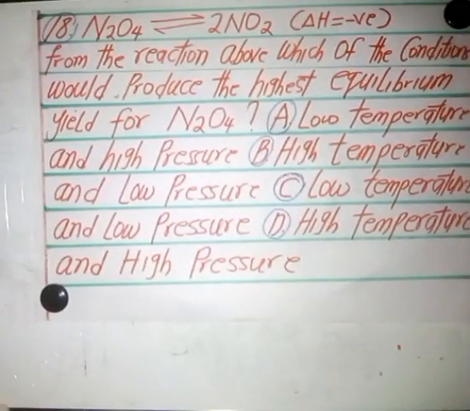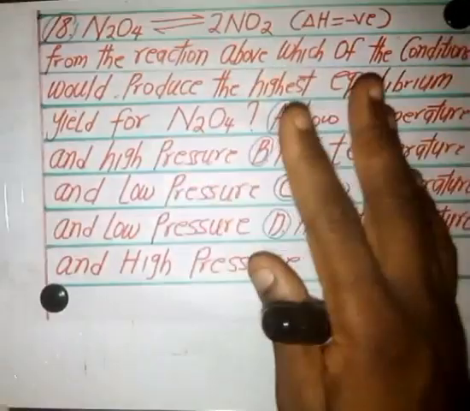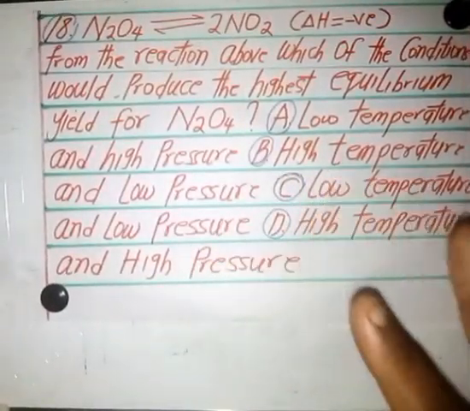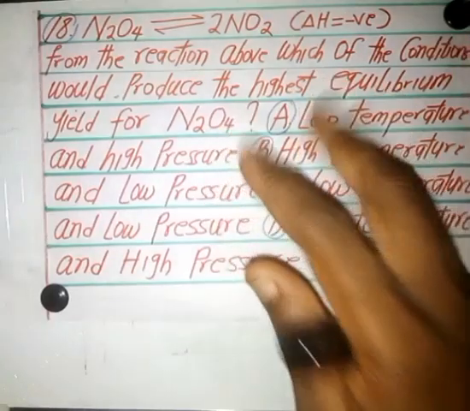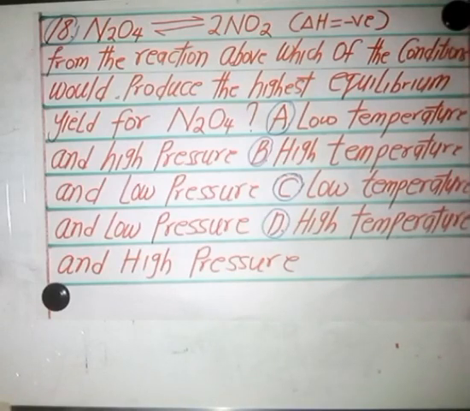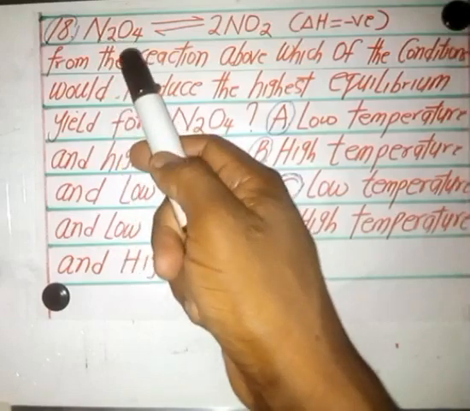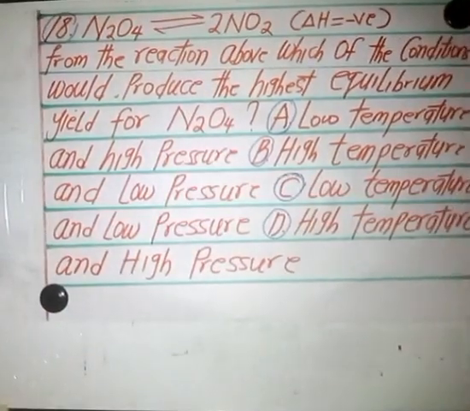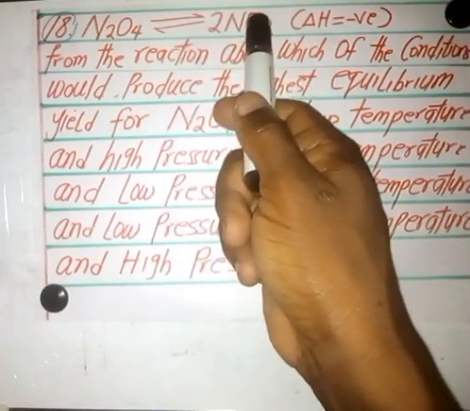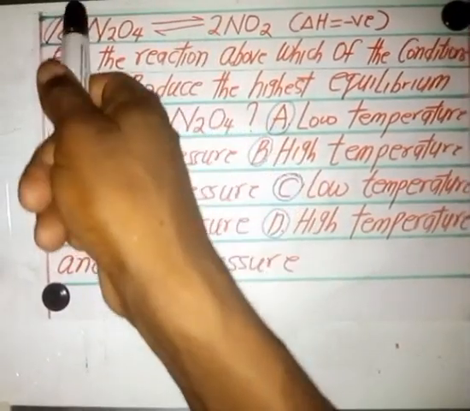That's one. Then for pressure, both of these two are gases. Pressure affects only gases. So for pressure, if the number of molecules on one side is higher, in order to increase the yield of the other side, you reduce the pressure. While if the number of molecules on one side is smaller, in order to increase the yield, you increase the pressure. What do I mean by number of molecules? Look at this: 2 NO2. The number of molecules here is 2, while this one is 1.